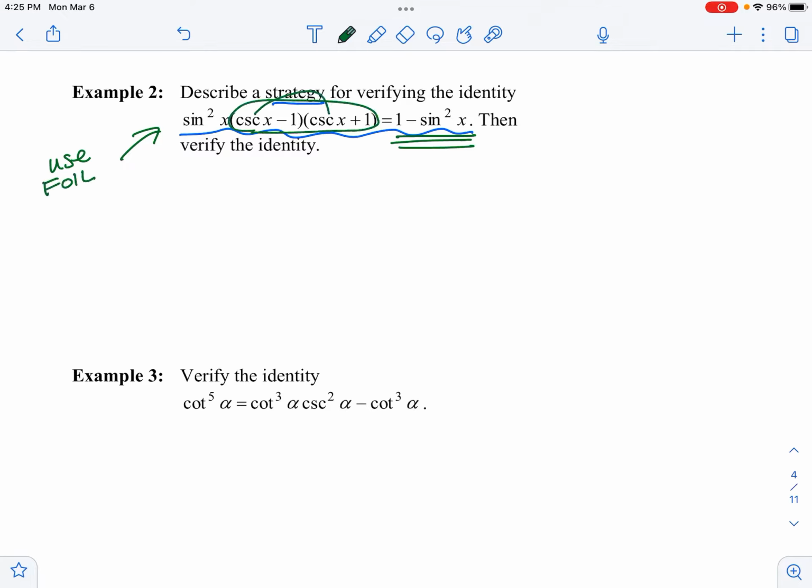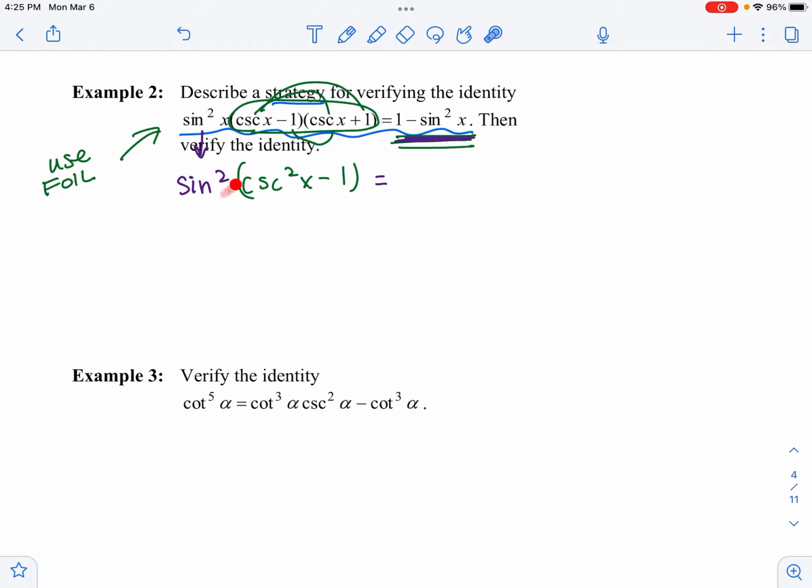Okay, so I get cosecant times cosecant is cosecant squared. Cosecant times +1 is cosecant. -1 times cosecant is negative cosecant, which cancels it out. And then we've got -1. So that's what's inside. Outside of the parentheses, we're going to bring down our sine squared, and we're going to leave this here so that we can verify.